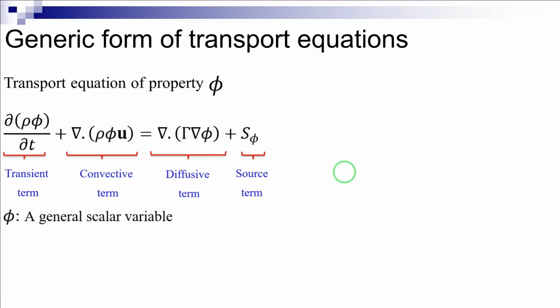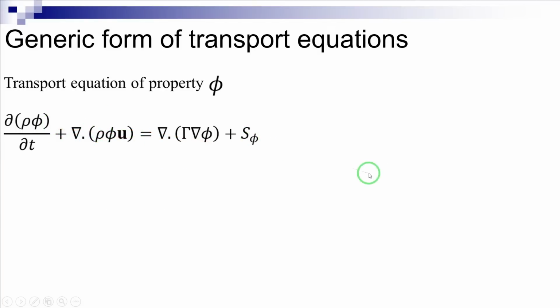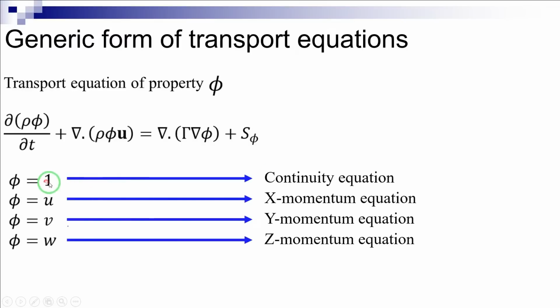The starting point for computational procedures in finite volume method, which will be presented later in this video, is this equation. Note that this equation turns into continuity and momentum governing equations by setting phi equal to 1, u, v, and w, and choosing proper values for the diffusion coefficient gamma.